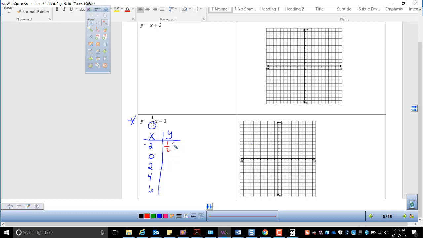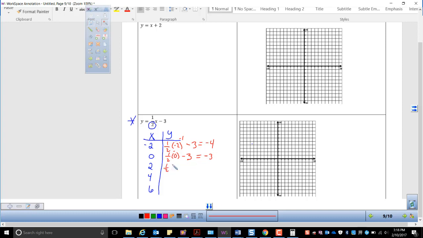So we have 1/2 times negative 2 minus 3. Now make sure you get your calculator. So it's 1 times negative 2 is negative 2. Divided by 2, that's a negative 1, minus 3, so you get negative 4. So now we're going to put in 0. 0 is the easiest one to put in. 0 times 1 is 0. Divide by 2 is 0. 0 minus 3 is negative 3.